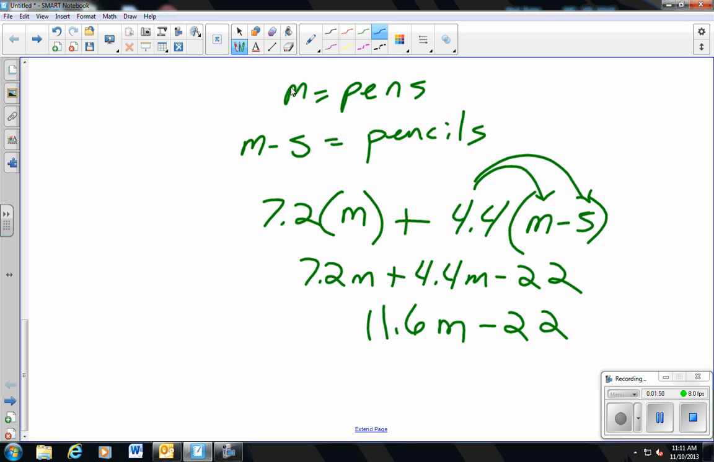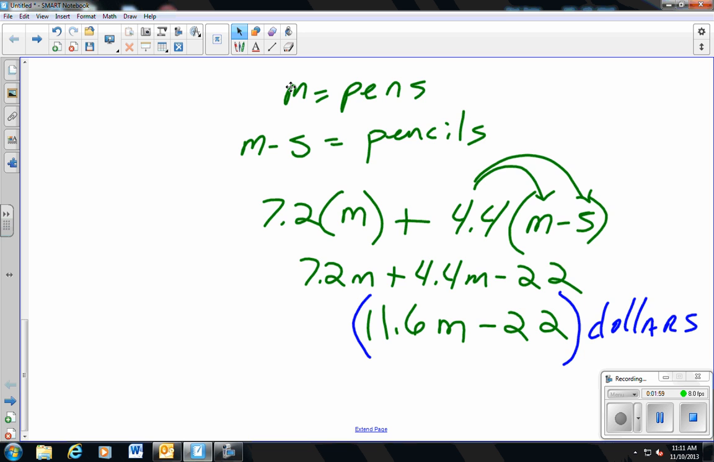Now what you can do is put all of this in parentheses, and then write dollars after it to label it. So there's your answer to the first one.